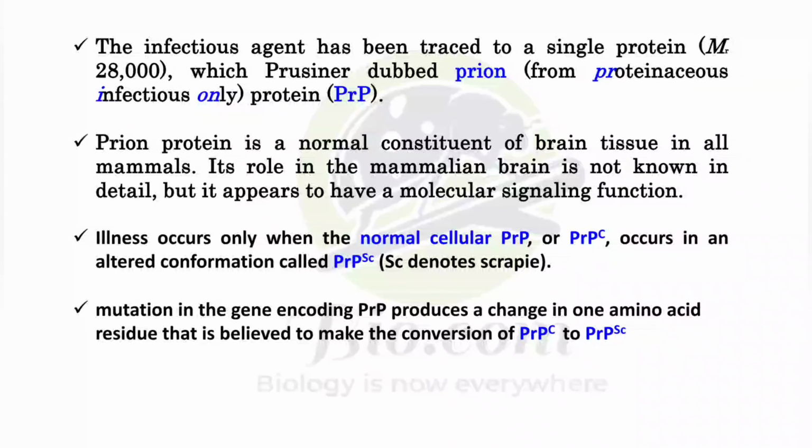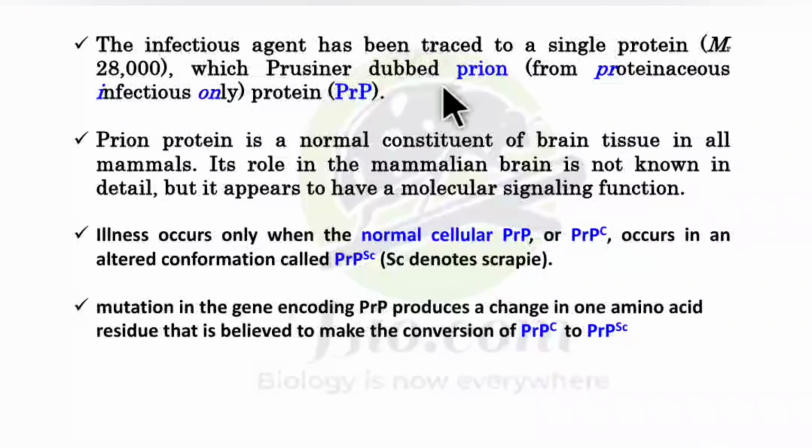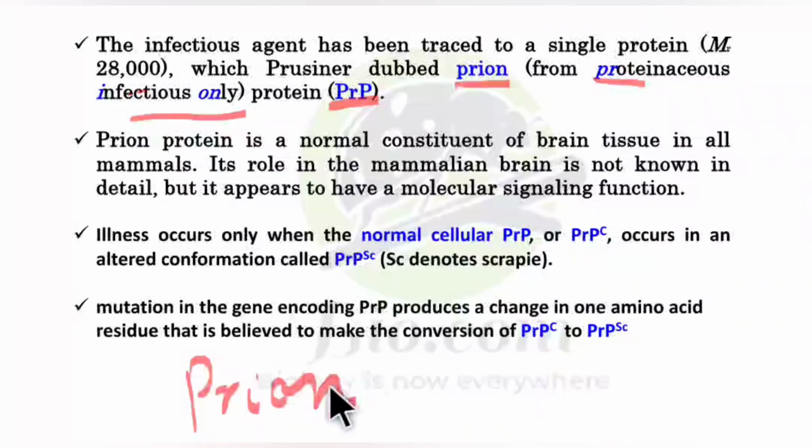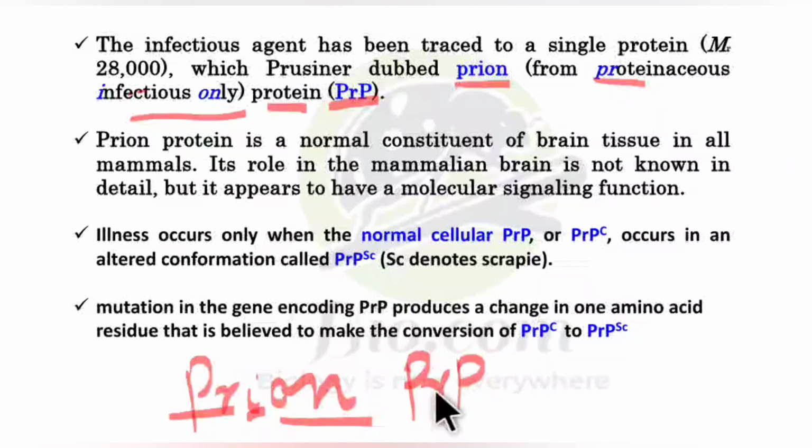Now a very important part: what is the infectious agent of prion disease? Basically, for prion disease, the prion protein is responsible. Now what is prion protein? This prion protein is abbreviated as PrP. Prion stands for proteinaceous infectious only. It means the prion we are studying, in full, is PR for proteinaceous, I for infectious, ON for only, and protein. PrP stands for prion protein, and the full form of prion is proteinaceous infectious only.